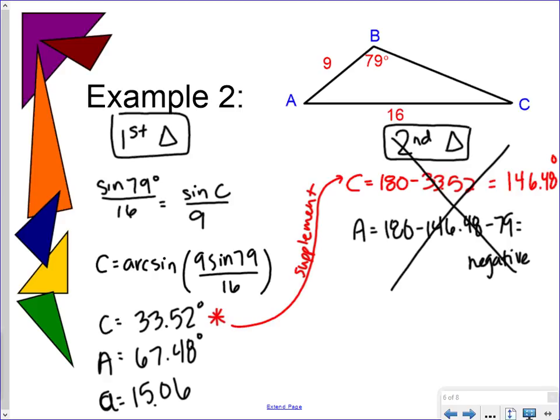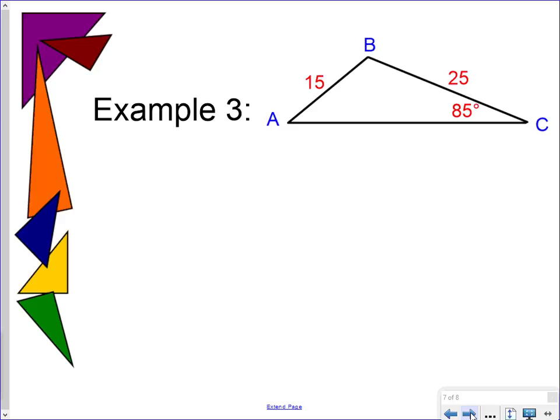Okay, then we have one other case to look at, correct? So that you're prepared for this when it happens. Please set up and solve. If I have triangle ABC and angle C is 85 degrees, side C is 15, and side A is 25.